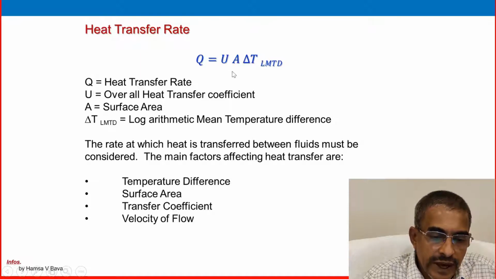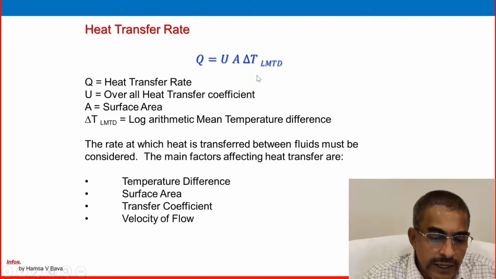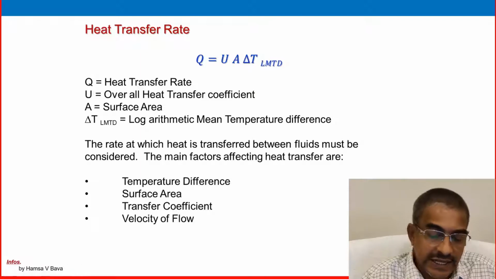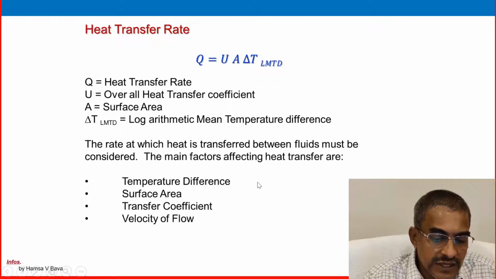And A is the surface area, which involves velocity as well, and the last one is delta T, the temperature difference between hot and cold fluid, arranged as a logarithmic mean temperature difference to get an effective heat exchange. The rate at which heat transfers between fluids must be considered. The main factors affecting heat transfer are temperature difference, surface area, and transfer coefficient or velocity of flow. Let us see one by one.